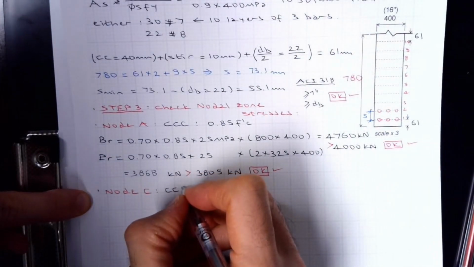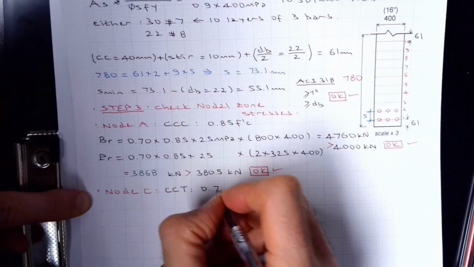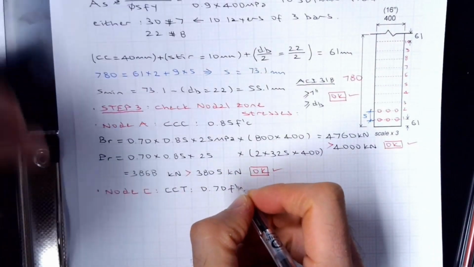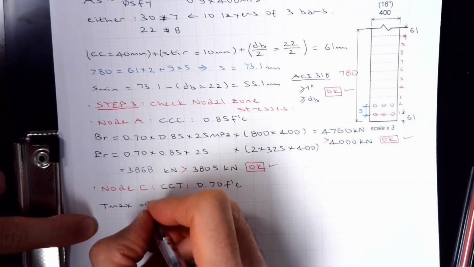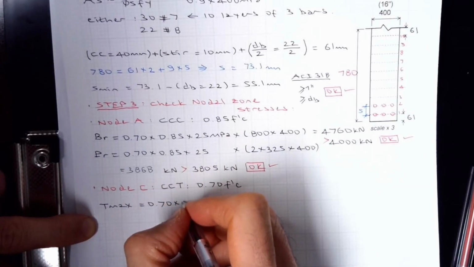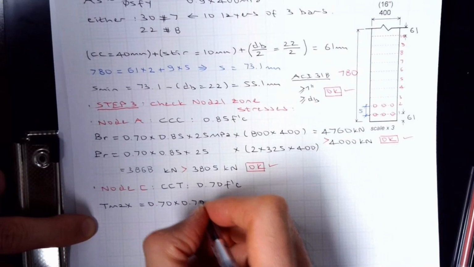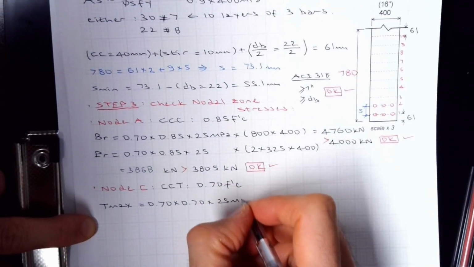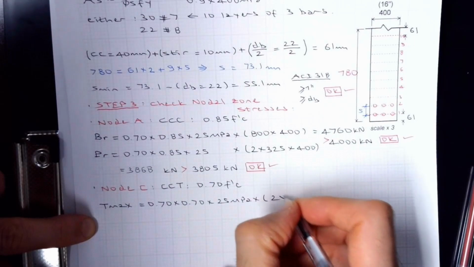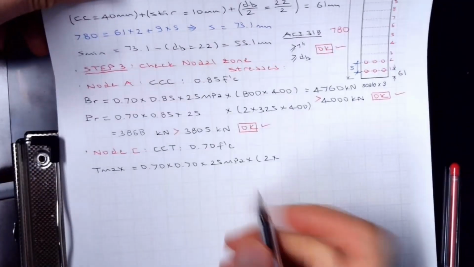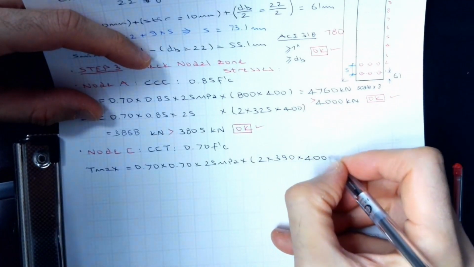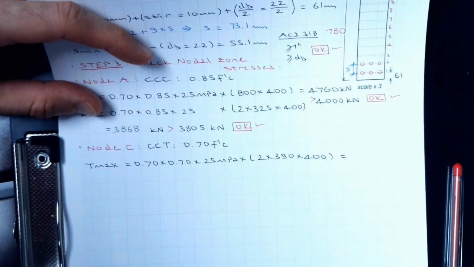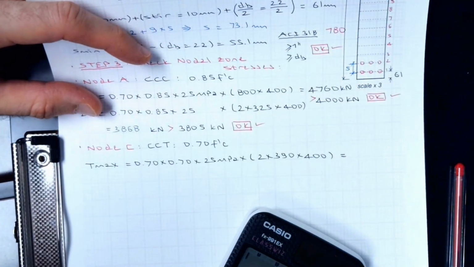Node C is CCT, 0.70 F prime C. That's the limit. First of all, I'm going to be checking the maximum tension force allowed, which is 0.70 times, again, 0.70 times 25 megapascal times 390 times thickness 400, and hope that it should pass, because we set it up in a way that would pass. So it should pass.